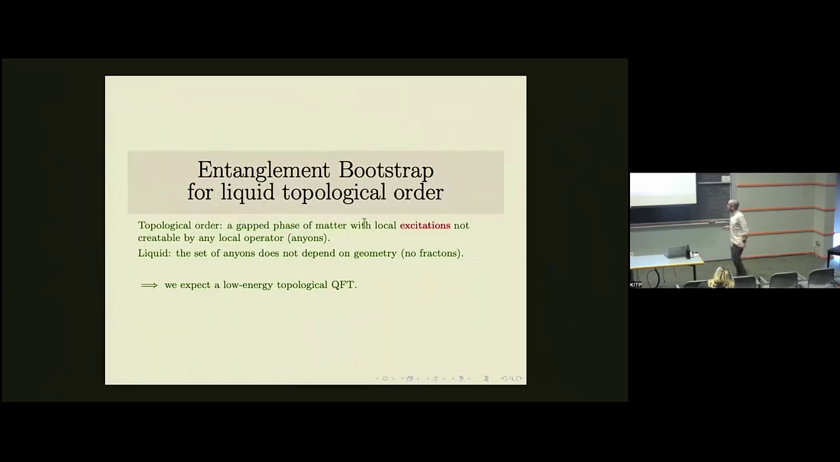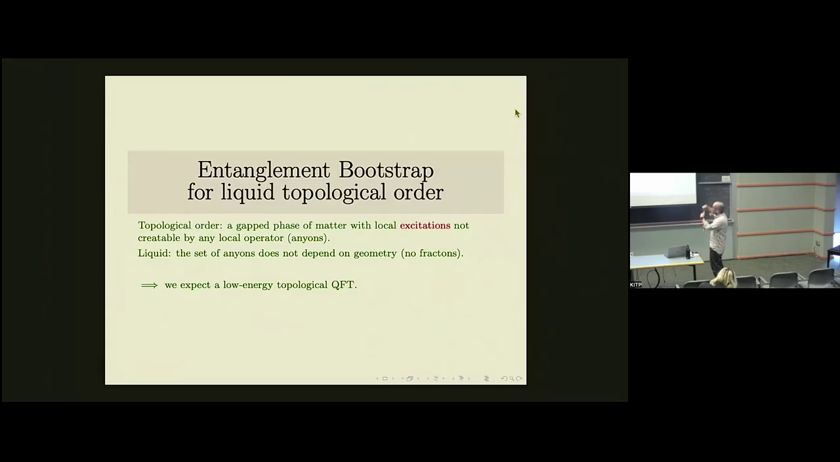Okay, so what do we mean by liquid topological order? So a phase with topological order means, for now, let's take it to be a gapped phase that has local excitations that you can't create with any local operator. So the excitations are created by some extended operator, where the extent of the operator doesn't excite the vacuum, but the endpoints of the operator do. And by liquid, I mean that the set of topological excitations doesn't depend on the geometry of space. This is explicitly intended to rule out the presence of fractons, which I don't understand from this point of view yet.